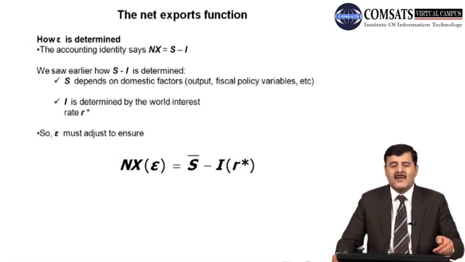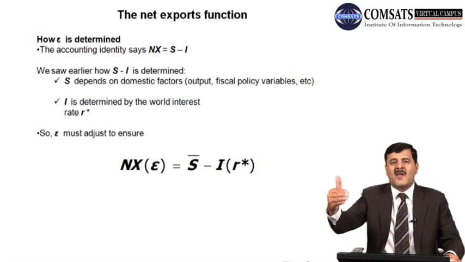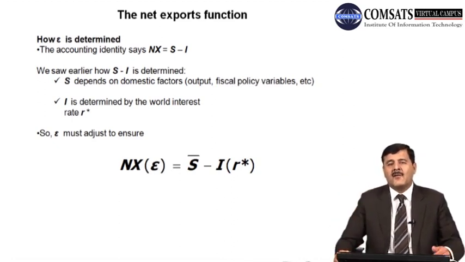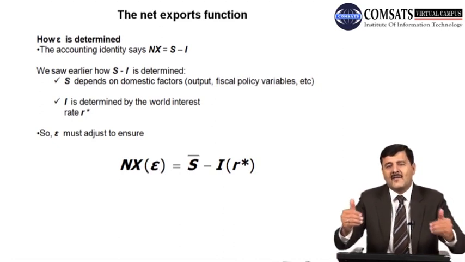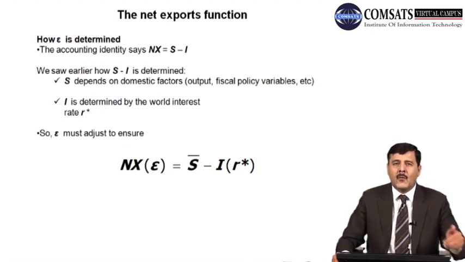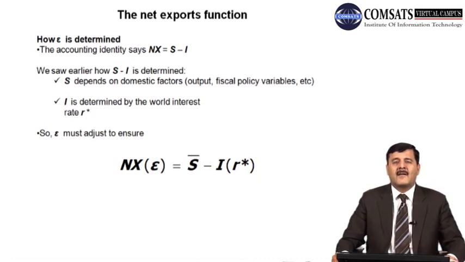S depends on domestic factors of production, which is the output, fiscal policy variable, and so on. So domestic savings depends on so many factors. अगर आउटपुट किसी इकोनॉमी की बढ़ रही है तो सेविंग्स ज़्यादा होती है नॉर्मली. जब सेविंग्स ज़्यादा होती हैं तो द डिफरेंस S minus I का जो है वो पॉजिटिव होता है और एक्सपोर्ट्स बढ़ जाती हैं. जब एक्सपोर्ट्स बढ़ती हैं तो नेचुरली क्या होगा, नेट एक्सपोर्ट्स पॉजिटिव हो जाएंगी और नेट कैपिटल आउटफ्लो भी पॉजिटिव हो जाएगा.